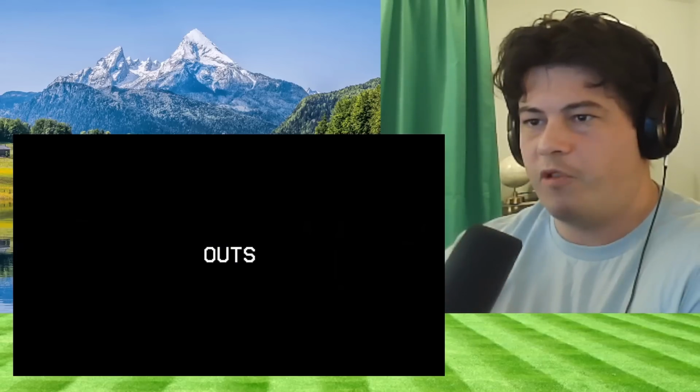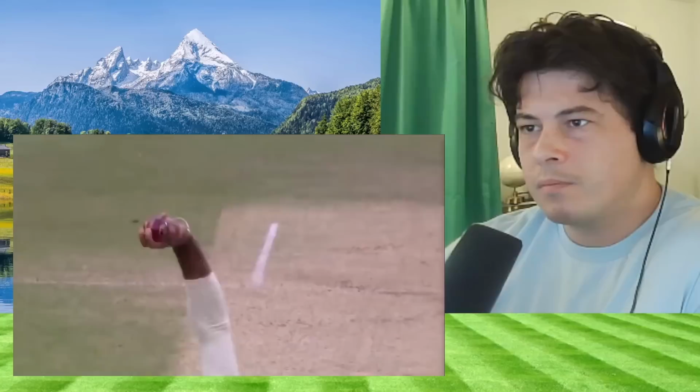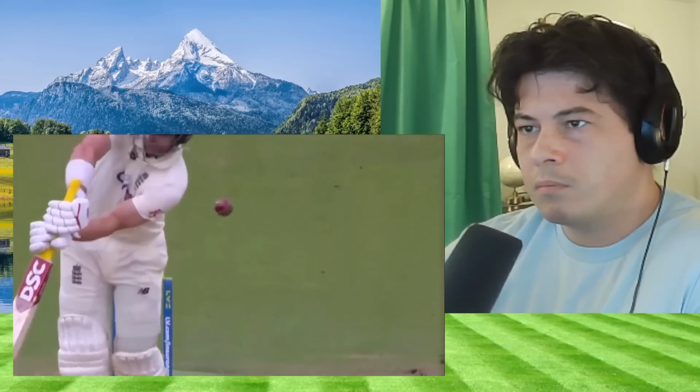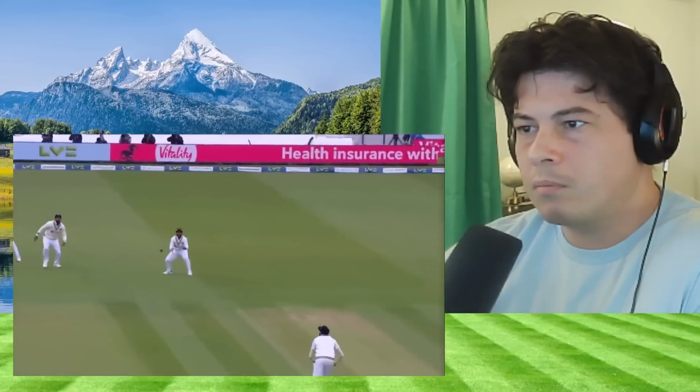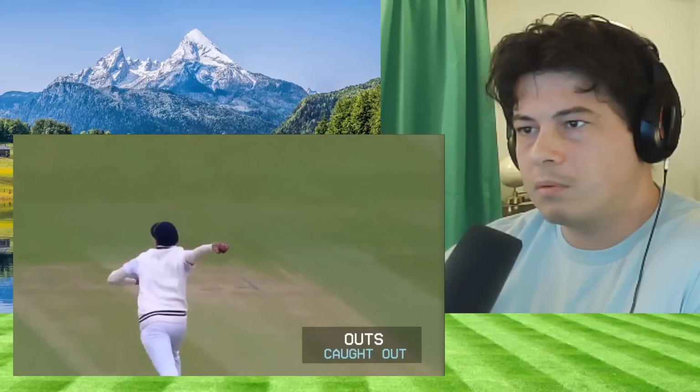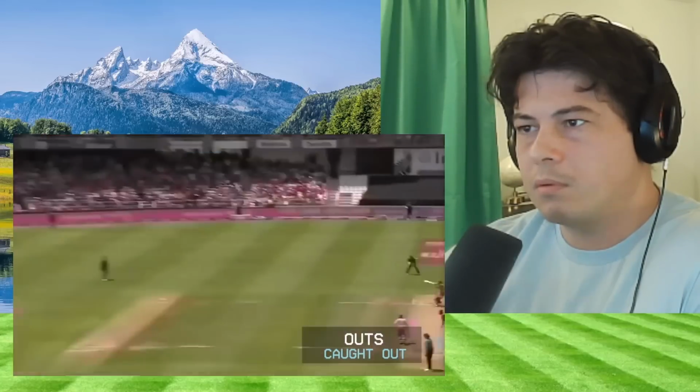Okay. I'm following. Outs. There are several ways that a batter or runner can get put out in cricket, and they boil down to 2 basic categories. A batter can be caught out, which is just like baseball. They hit a ball in the air and a fielder catches it.